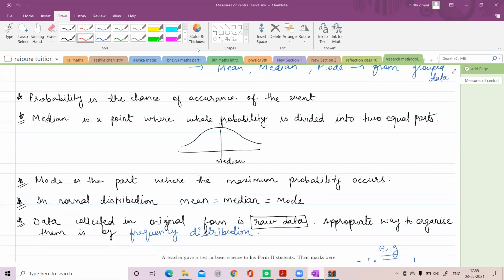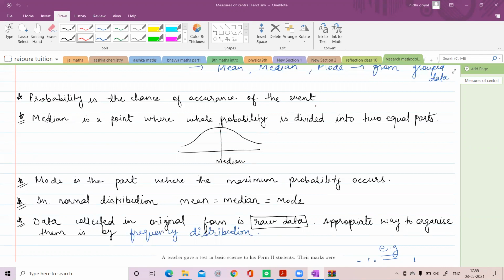First, probability is the chance of occurrence of the event. Median is the point where the whole probability is divided into two equal parts. Mode is the part where maximum probability occurs. And in a normal distribution, mean is equal to median is equal to mode.